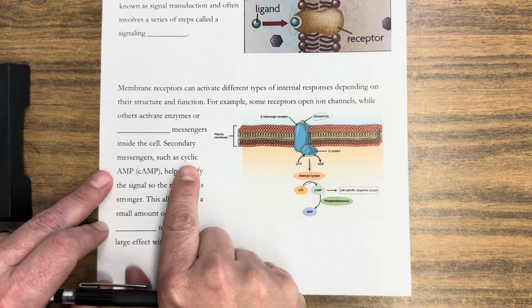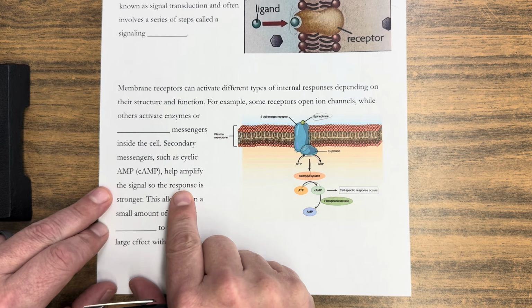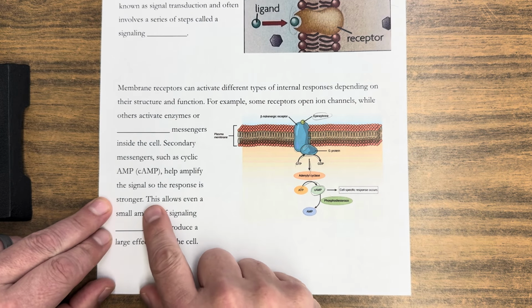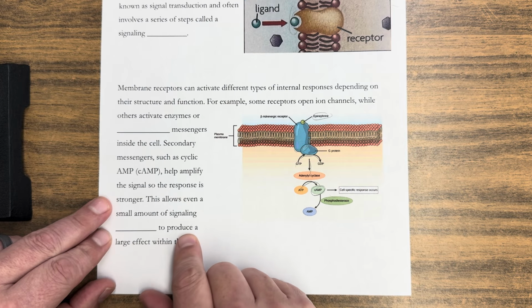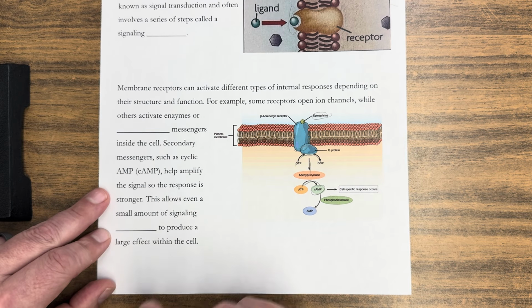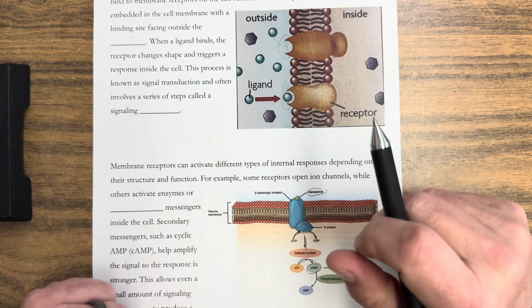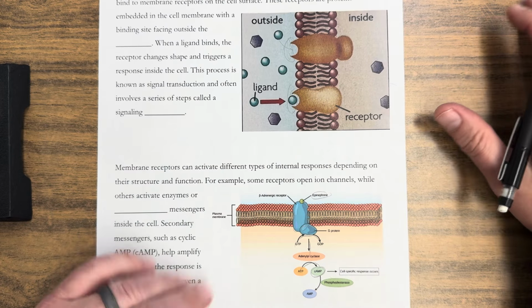Secondary messengers, such as cyclic AMP, help amplify the signal so the response is stronger. You do see that here. This allows even a small amount of signaling molecule to produce a large effect within the cell. Okay, again, this gets much more detailed. This is just our introduction to it. We're just trying to figure out the basic structure and function of these parts.